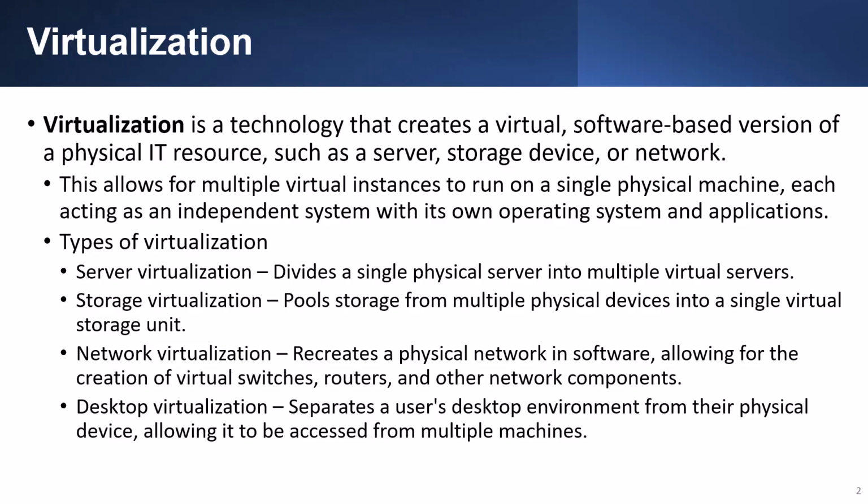Types of virtualization include server virtualization, which divides a single physical server into multiple virtual servers; storage virtualization, which pulls storage from multiple physical devices into a single virtual storage unit; network virtualization, which recreates a physical network in software, allowing for the creation of virtual switches, routers, and other network components; and desktop virtualization, which separates a user's desktop environment from the physical device, allowing it to be accessed from multiple machines. This video will focus on server virtualization and desktop virtualization, while future videos discuss network virtualization.